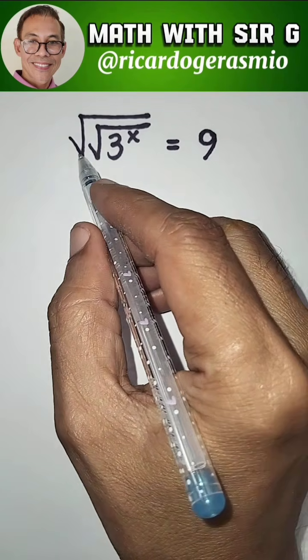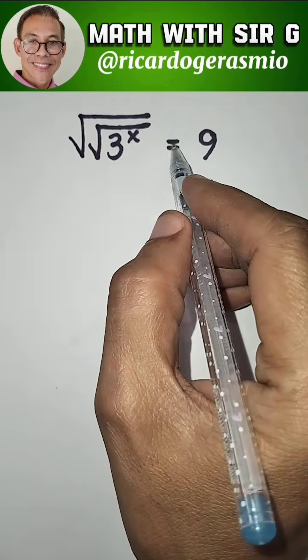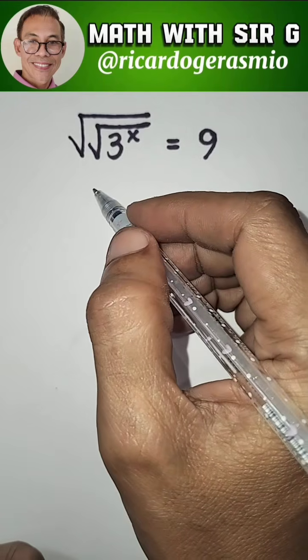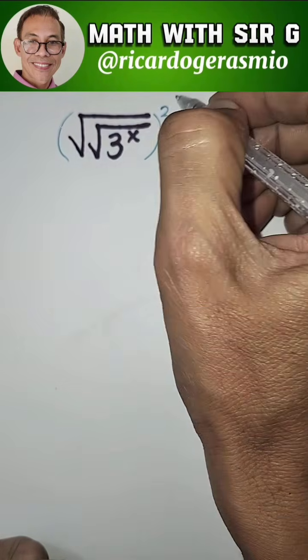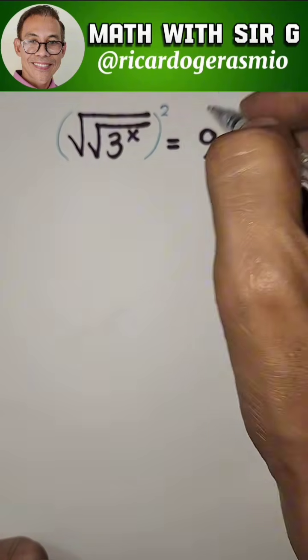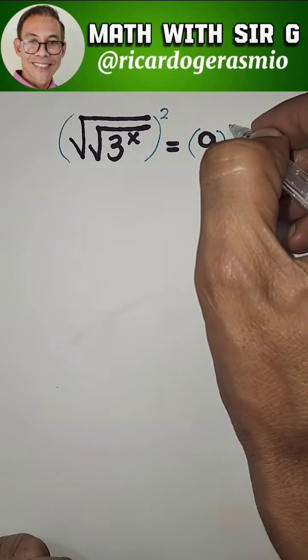Let's solve this equation. Square root of 3 raised to the power of x equals 9. So first, let's get the square of both sides. So the square of the square root of 3 raised to the power of x and the square of 9.